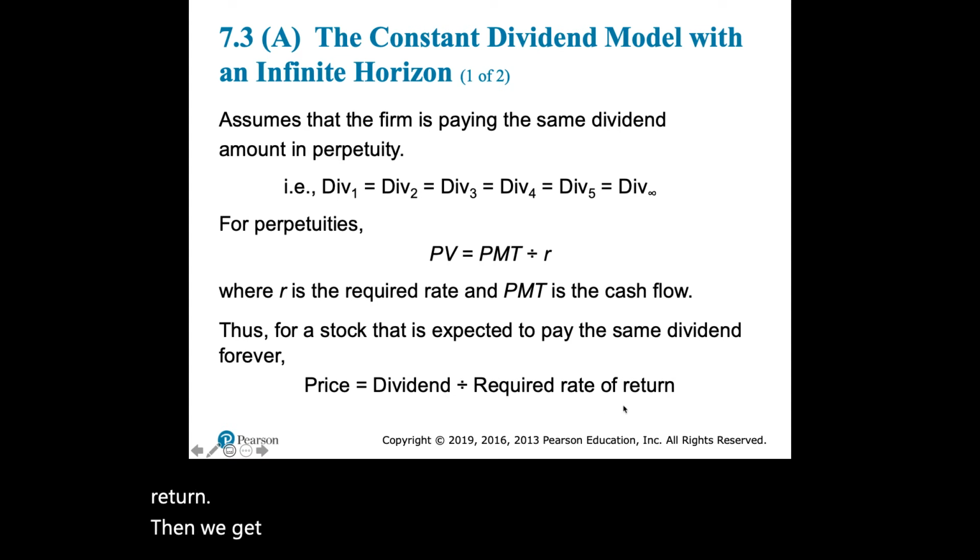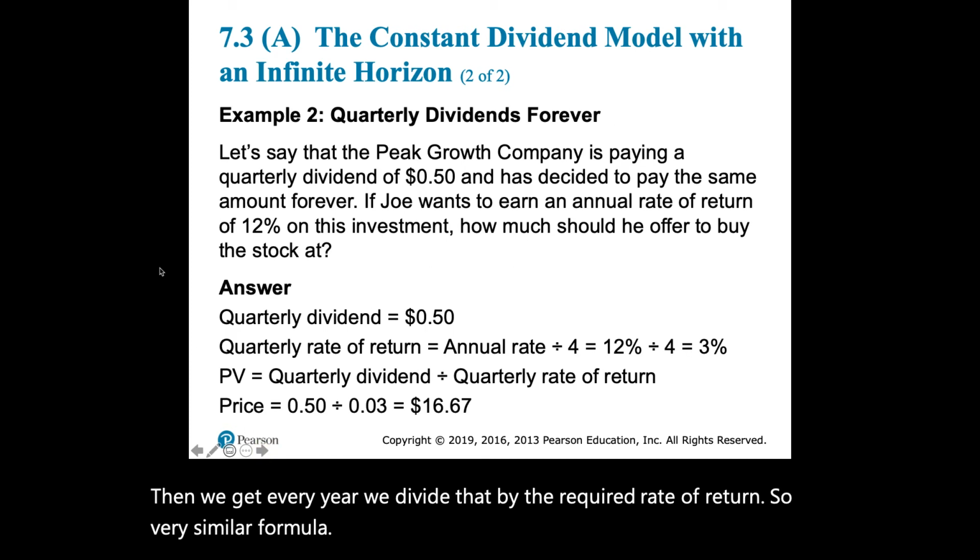Now let's take a look at an example. So we have Peak Growth Company. It's paying a quarterly dividend of 50 cents and has decided to pay the same amount forever.